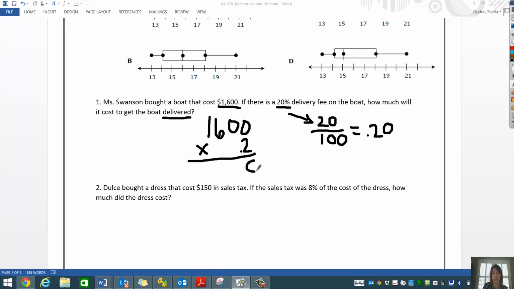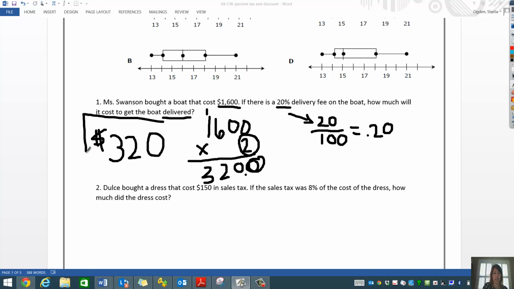2 times 0 is 0. 2 times 0 is 0. 2 times 6 is 12. Carry the 1. And 2 times 1 is 2, with the carried 1 is a 3. Now, there's one number behind my decimal, so my decimal is going to move one spot over. And my answer is it's going to cost $320, because 20% of 1,600 is 320.